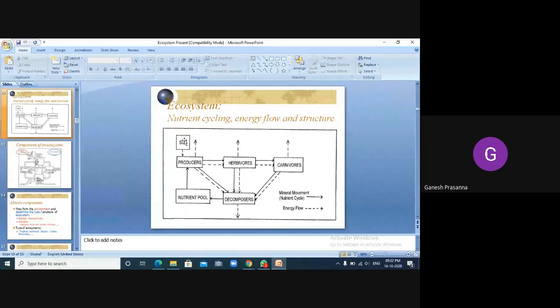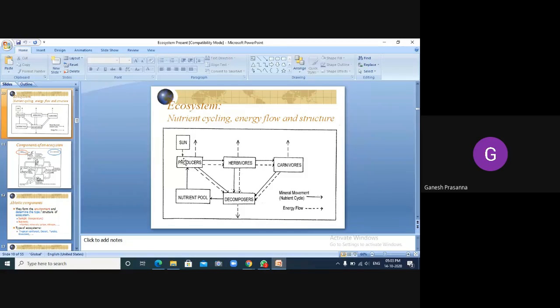Using the sun, plants produce the food, okay, which is being utilized by herbivorous animals. The carnivores are the animals which are dependent on the herbivorous animals. Herbivorous animals are being eaten by carnivorous animals. When the carnivores die, they decompose and they become a nutrient pool, and then they come back to the producer itself.